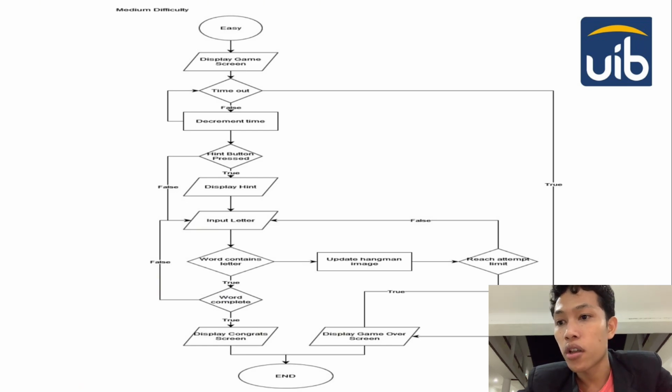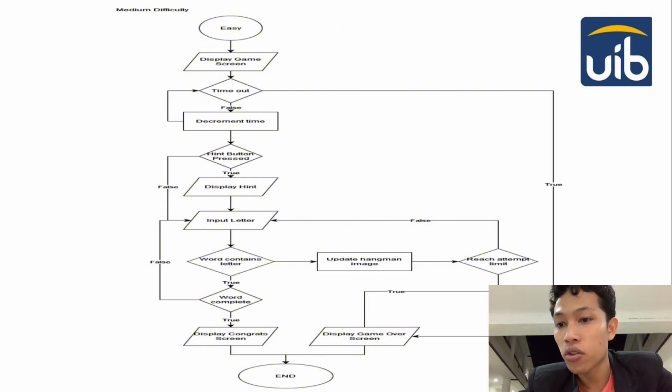Hint option. If the player presses the hint button, the system will display a hint. Input letter. The player inputs a letter. If correct, check if the word is incomplete. Word complete, display correct screen. If incorrect, update the Hangman image, check the time limit.